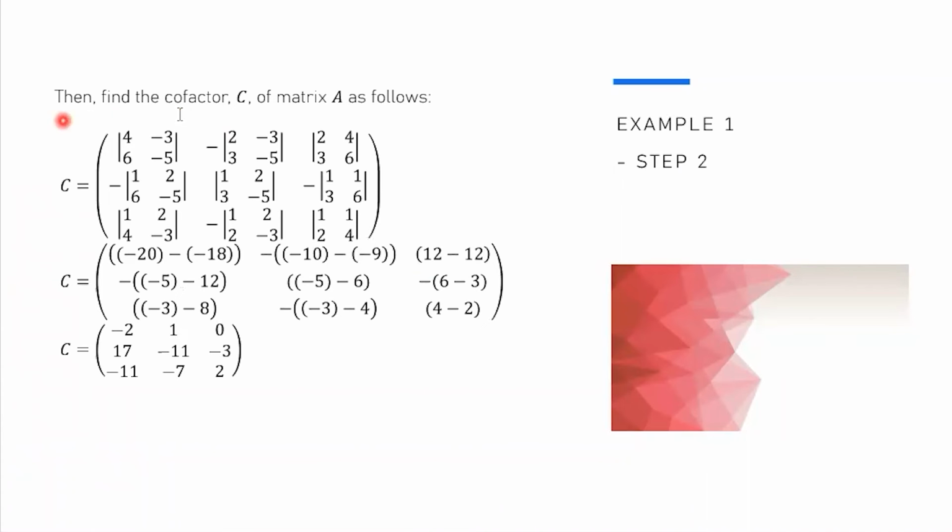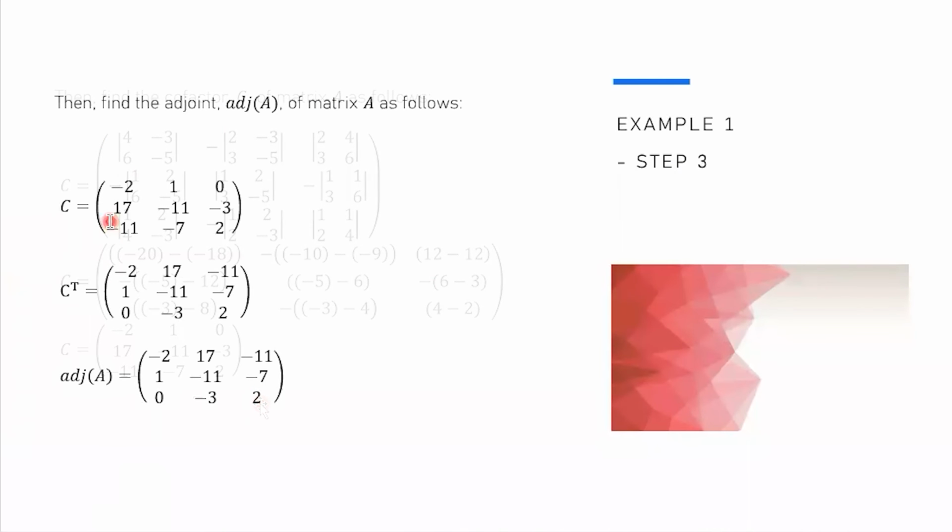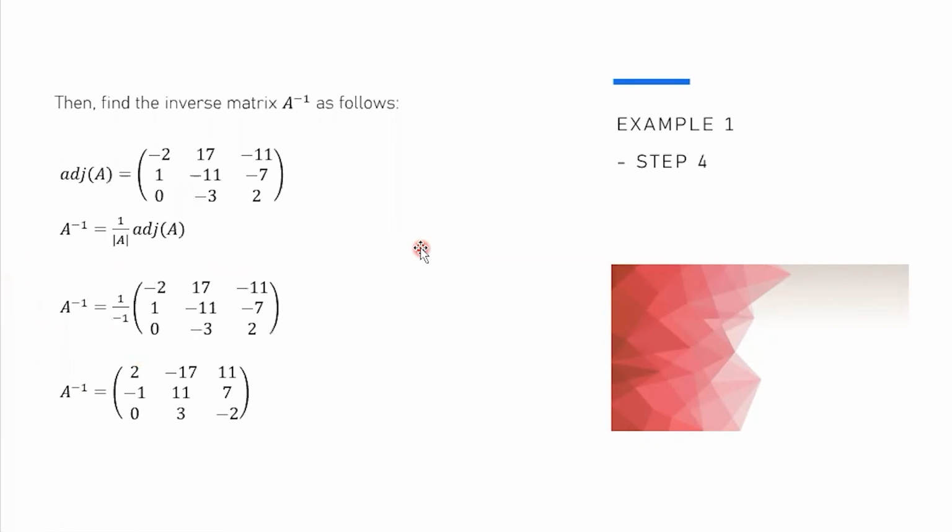Step 2. We find the cofactor C of matrix A. The steps are as shown. Step 3. We find the adjoint of matrix A. Step 4. We find the inverse matrix. Inverse matrix is 1 over the determinant multiplied by the adjoint of matrix A. A inverse is equal to 2, minus 17, 11, minus 1, 11, 7, 0, 3, and minus 2.